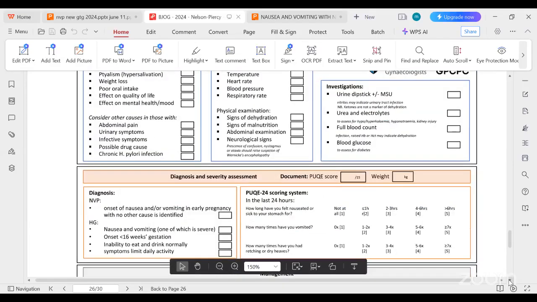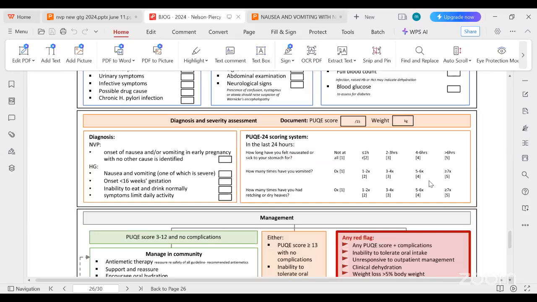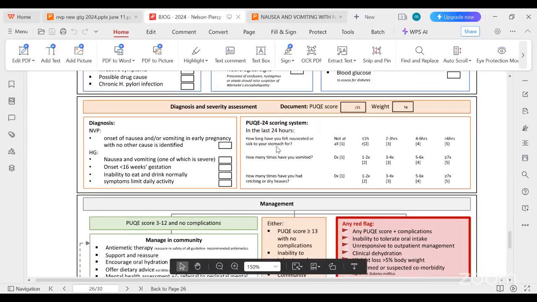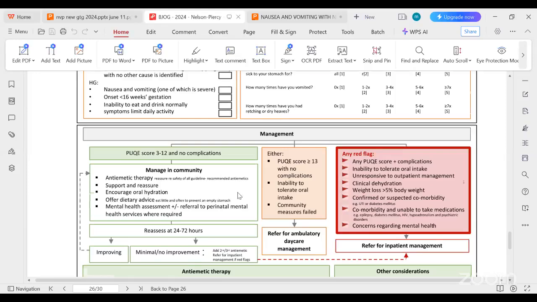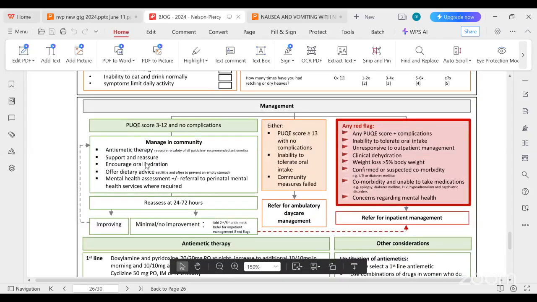Then comes the diagnosis, and the PUQE score is already given here. So here they will make the diagnosis of whether the patient is going towards hyperemesis gravidarum or not. And here comes the management again. We have to do community care, and then ambulatory care, and then inpatient care.